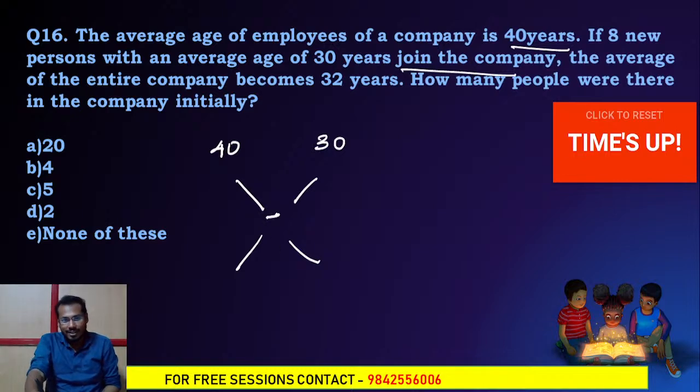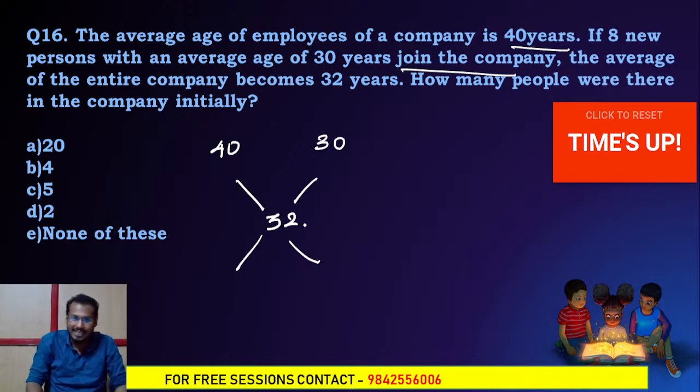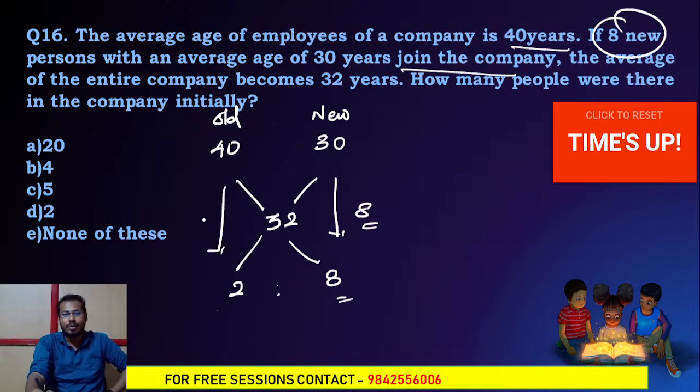This is the entire company's average. So 3 averages were given: old persons, new persons, and combined persons. Take the difference. 40 and 32 difference is 8. 30 and 32 difference is 2. If 2 persons are on one side, then the other side has 8. Here, this is the old person and this is the new person. The new persons are 8. Here also 8, here also 8. So 8 part is 8 means 2 part is 2. So the answer will be 2.